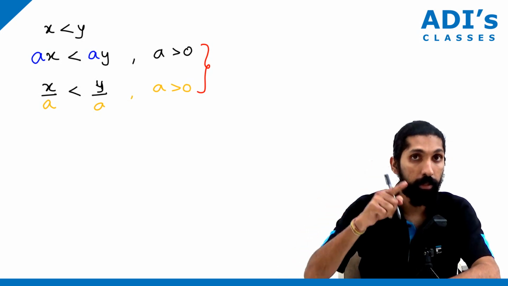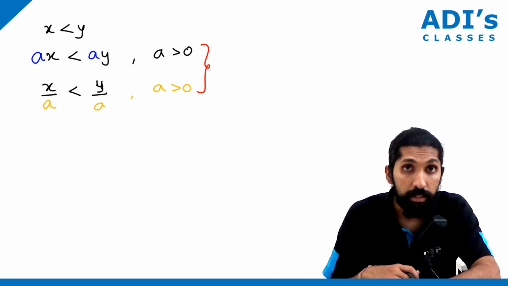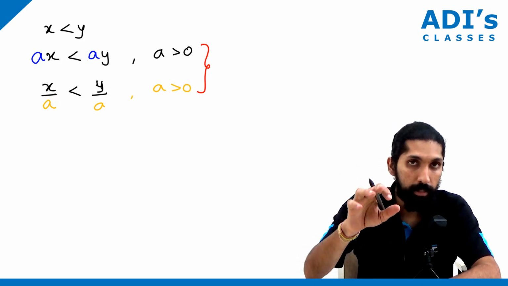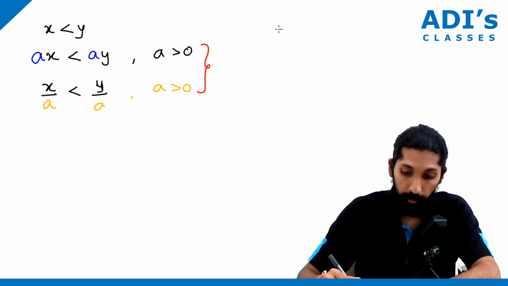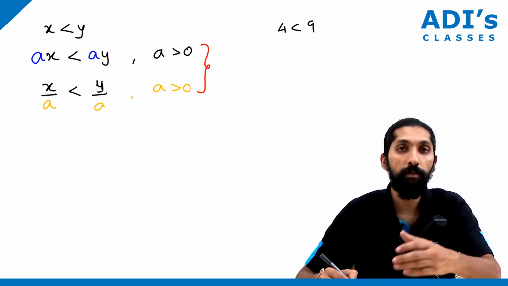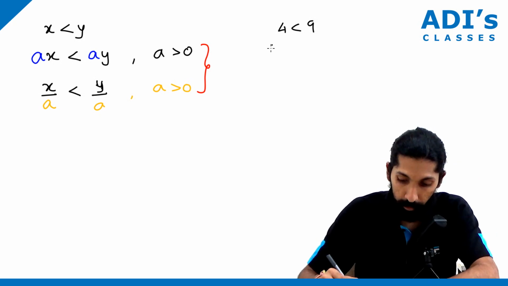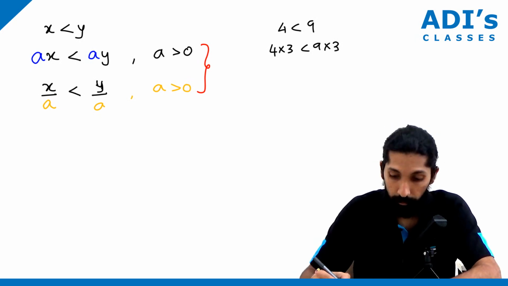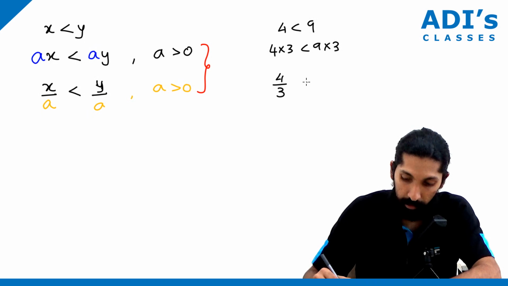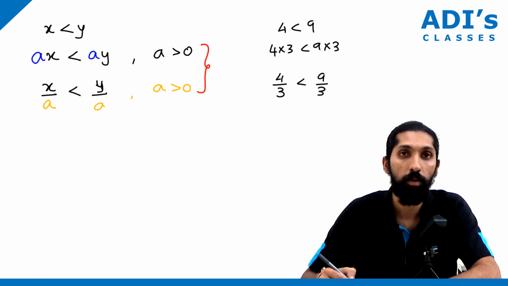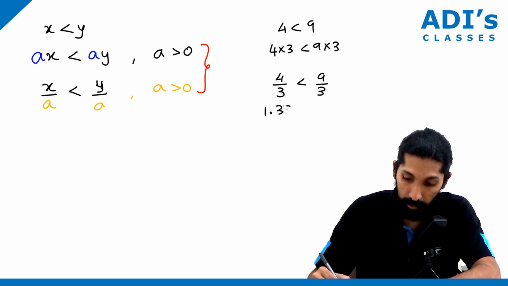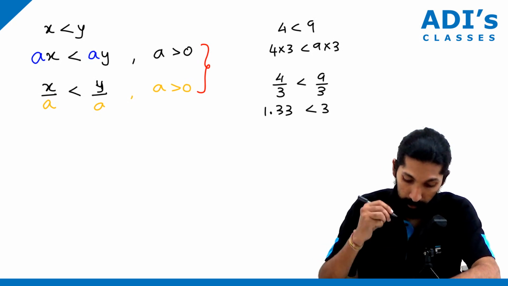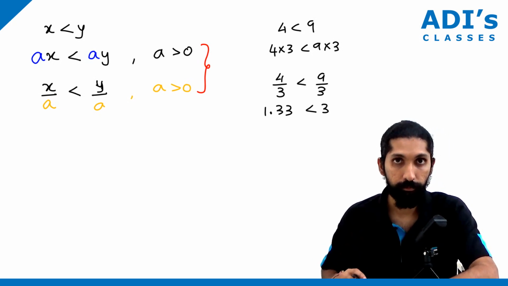Only then the condition holds good. That is, ax is lesser than ay or x by a is lesser than y by a. Let's take an example. Suppose if you take 4 is less than 9, say we multiply by 3. 4 into 3 is still lesser than 9 into 3. Quite obvious, right? Or 4 divided by 3 is lesser than 9 divided by 3. Obviously, 4 by 3 is 1.33 and this is lesser than 3. Obvious. So, these are the next two properties of inequalities.